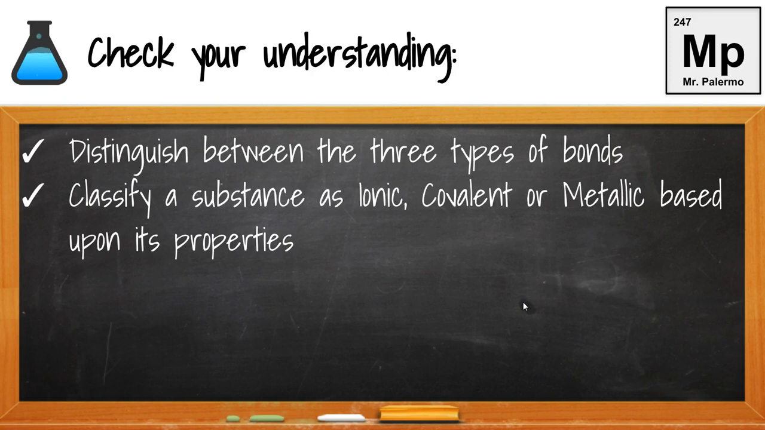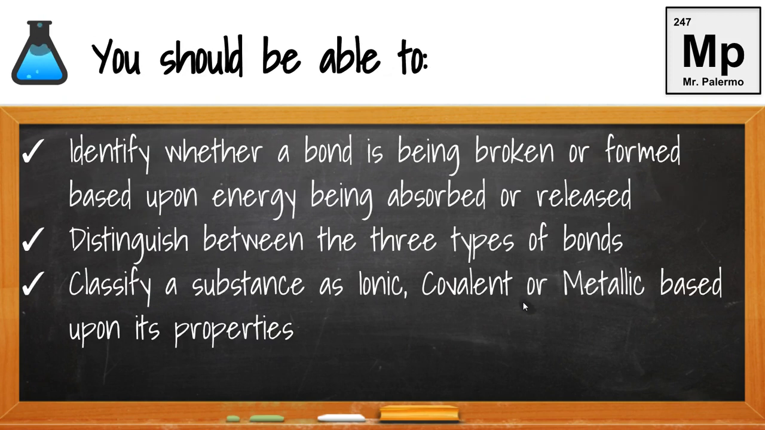So let's check your understanding. Can you distinguish between the three types of bonds, and can you classify a substance as ionic, covalent, or metallic based upon its properties? At this point, you should be able to identify whether a bond is being broken or formed based upon the energy being absorbed or released, distinguish between the three types of bonds, and classify a substance as ionic, covalent, or metallic based upon its properties.